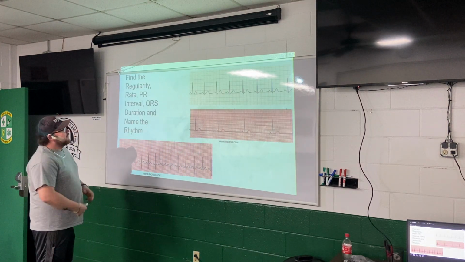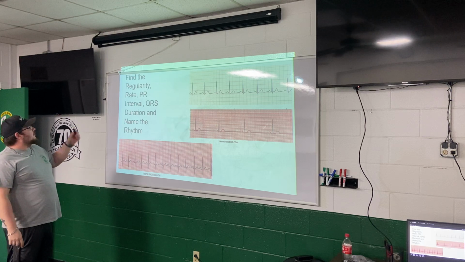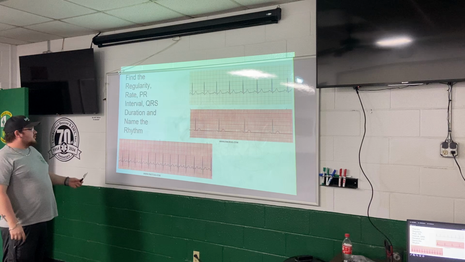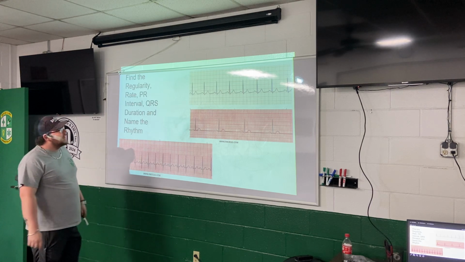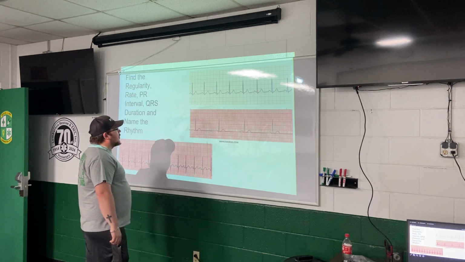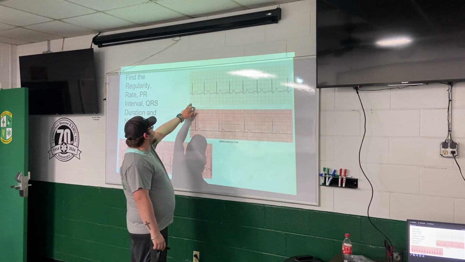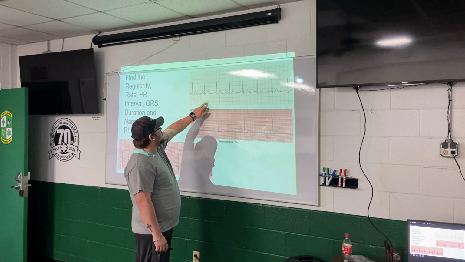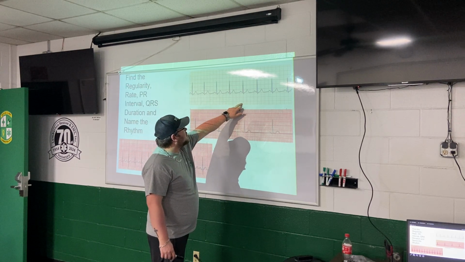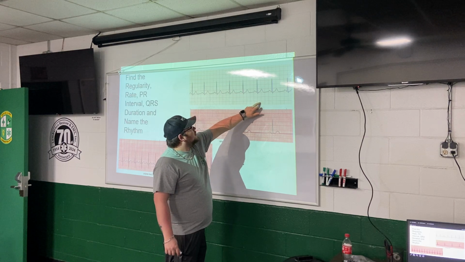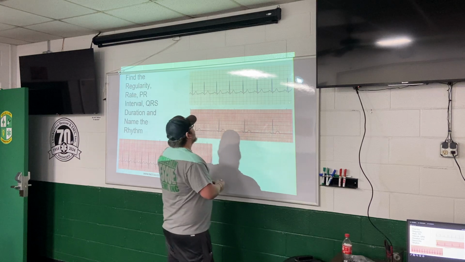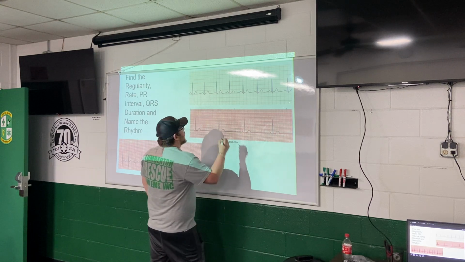So I have a few strips right here, and what we're going to do is find the regularity, rate, PR interval, QRS duration, and we're going to name our rhythms. So for this top rhythm, we're going to look at it. We're going to count our boxes. We got 1, 2, 3, 4, 5, 6, 7, 8, 9, 10, 11, 12, 13, 14, 15, 16, 17, 18, 19, 20, 1, 2, 3, 4, 5, 6, 7, 8. All right, so this is going to be a 6-second strip. We got our 30 boxes at the bottom.